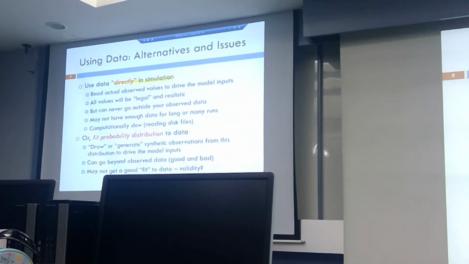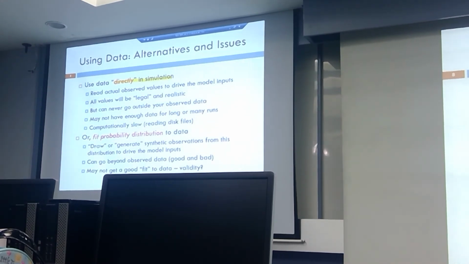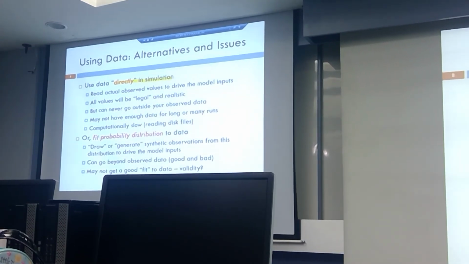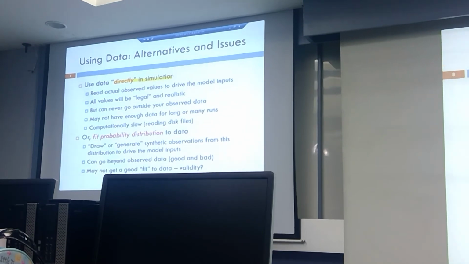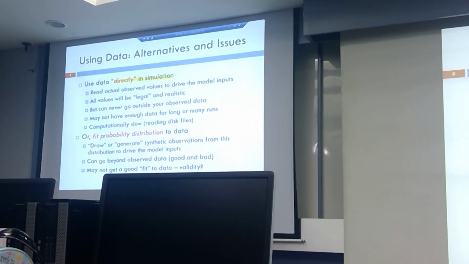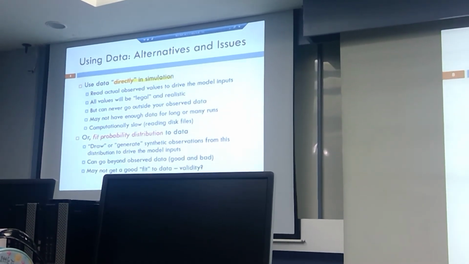But the problem is you just spent some time collecting a sample of the data, so you're not really sure that there may not be other data. So when you use it directly, you can only get what you have, and that's it. And if you're going to run the model longer, let's say you need more than 100 data points, then you don't have enough, and you're probably going to have to recycle it. So it does not really reflect the real system. So normally we don't really use data directly in the simulation that much because of the limitation.